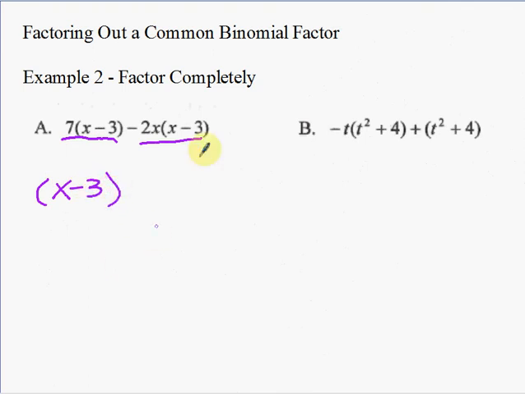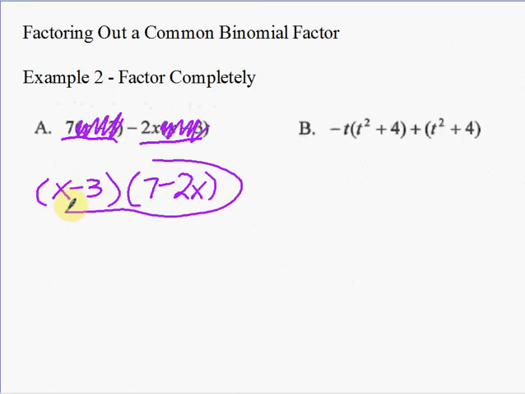Now, remember, once you pull out a common factor, you start parentheses. So there's the parentheses. And I'm going to do this here. I'm going to scratch out the common factor that we factored out. And what's left is what we put in the parentheses, 7 minus 2x. So that's actually our answer right there. We'd say the quantity x minus 3 times the quantity 7 minus 2x.